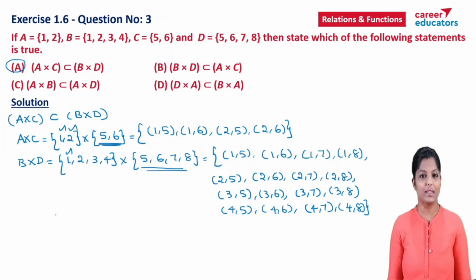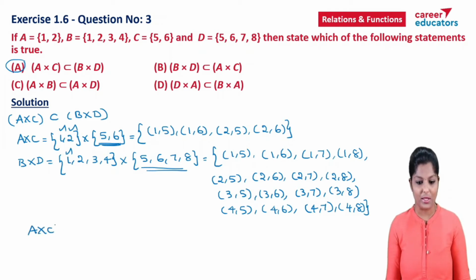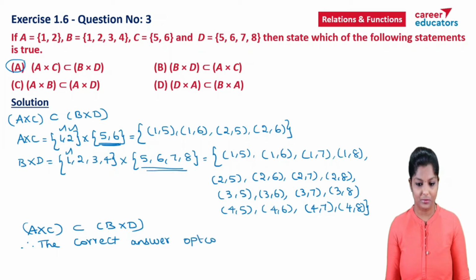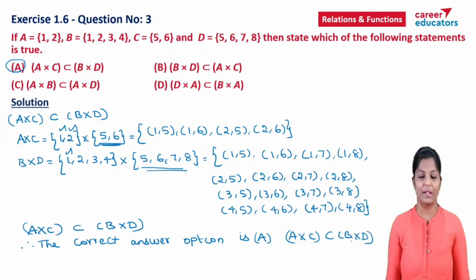Now we can see that all the elements of A cross C are present in B cross D. So, A cross C is a subset of B cross D. Therefore, the correct answer option is A. A cross C is a subset of B cross D. That's all, we have completed this problem.